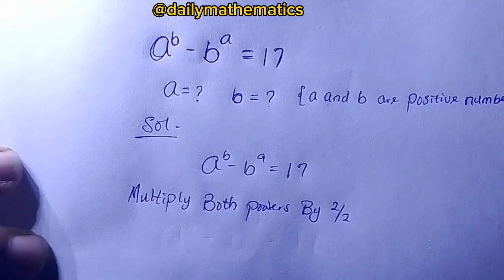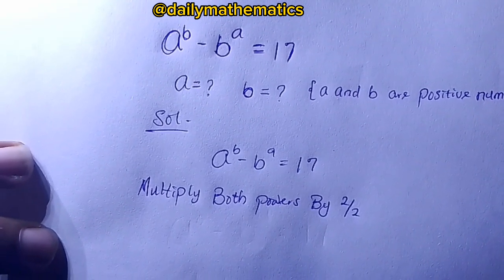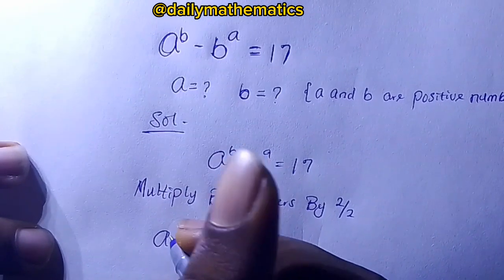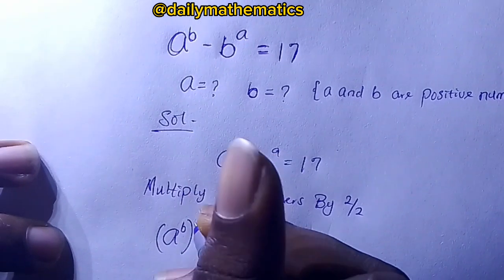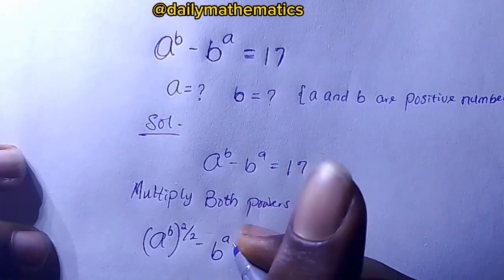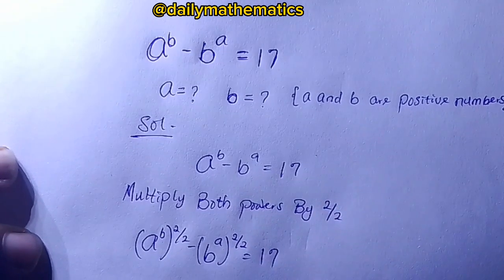And why am I doing that? 2 over 2 still equals 1. And so any number raised to the power of 1 is still that same number. So it can be done. It's allowed. So a raised to the power of b times 2 over 2 minus b raised to the power of a multiplied by 2 over 2 equals 17.